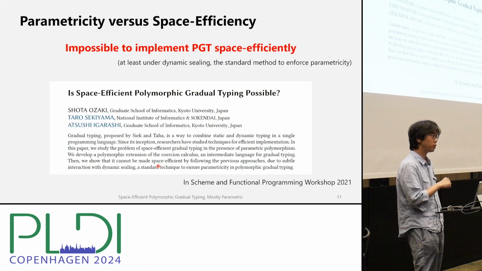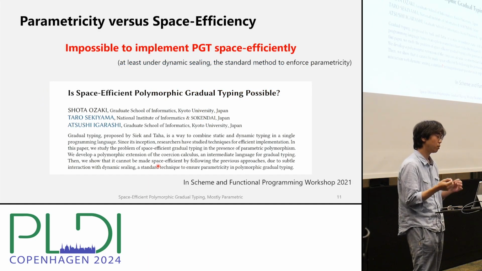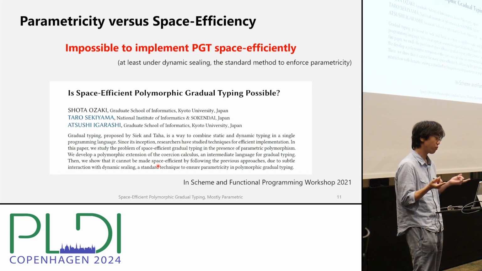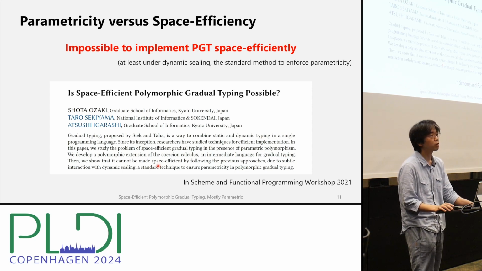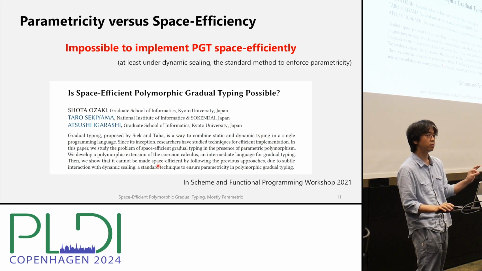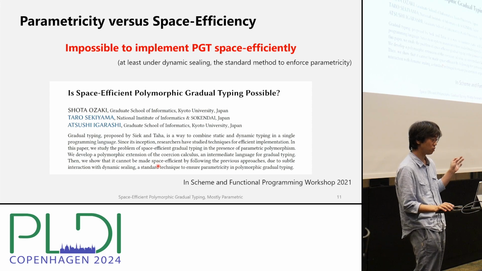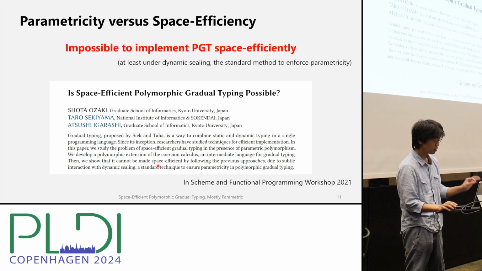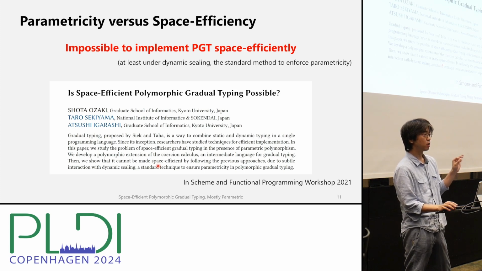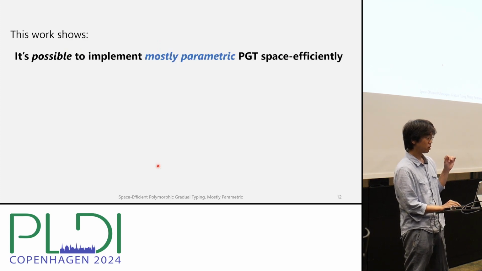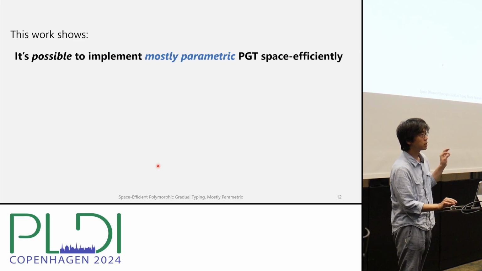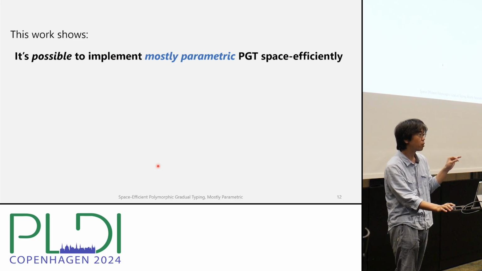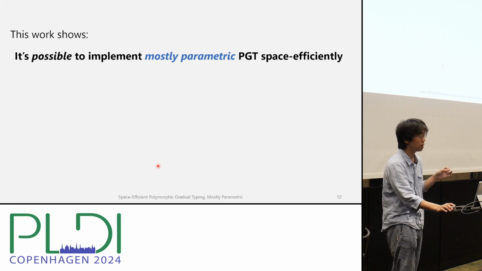But unfortunately, in general, parametrically polymorphic gradual typing cannot be implemented space efficiently. It is a known fact. But our discovery is that this is not the end of the story. In this work, we show that it's possible to implement polymorphic gradual typing space efficiently if polymorphism is mostly parametric, not fully parametric.